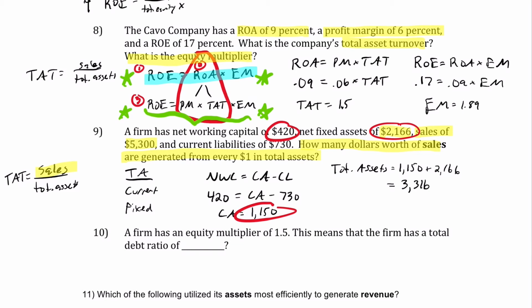And so I get total assets equal to $3,316. And so my total asset turnover, finally, that would be this bottom part of my equation. I was given sales initially, so I just take the sales that were given in the problem of $5,300 divided by total assets of $3,316, and I get a total asset turnover of 1.60. So for every dollar they're investing in assets, they're generating $1.60 in sales. As I mentioned, very similar to the previous problem.